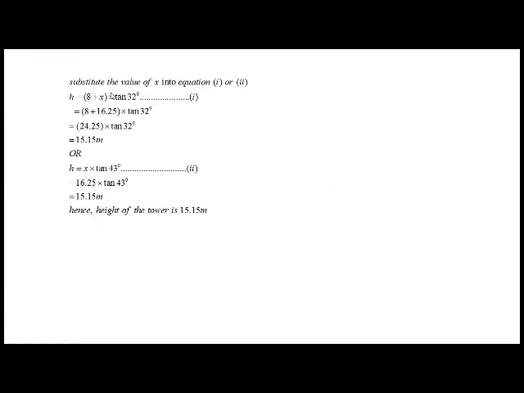At the end of the day, don't forget that's the value of X. But what we have to find is the height of the tower. That simply means we are going to substitute the value of X into the first equation or the second equation. Substituting into the first equation, we're going to have height equals 8 plus X, and our X is 16.25, multiplied by tan 32. If we add this together, we have 24.25 multiplied by tan 32. And by the time we multiply it, we're going to get 15.15 meters. If you do the same thing with equation 2, we're still going to have the same 15.15 meters, which makes the height of the tower 15.15 meters.